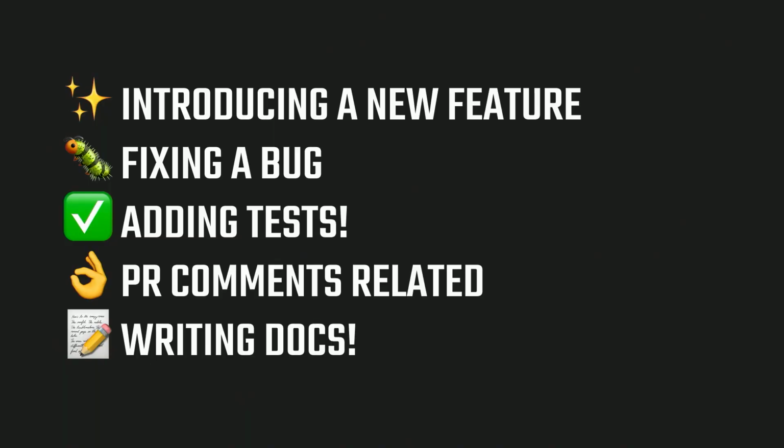Essentially, you can emojify your Git messages. It really helps me because when I start working on a feature, I always go about implementing a feature, writing tests, PR comments, if there are any, documentation, and so on. There's an emoji for everything. So introducing a new feature, sparkles, bug, fixing a bug. If you did address some PR comments, that's an okay hand emoji, or writing any docs.